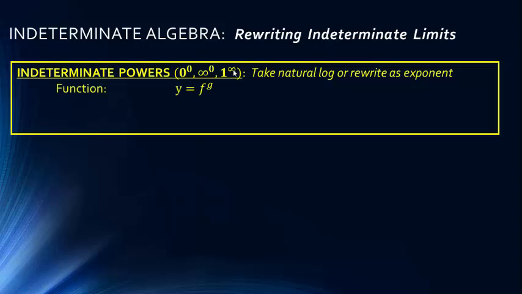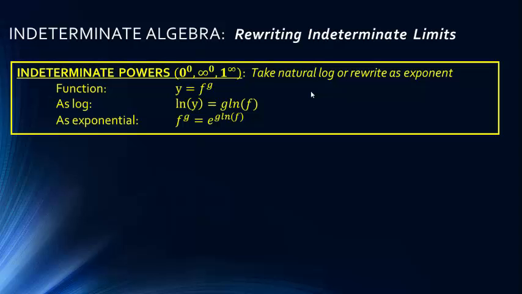So what we're going to do here is, if we have some kind of function, y equals f to the g, we're going to write it as an equation. And if we have 0 to the 0, infinity to the 0, or 1 to the infinity, then we can take the natural log of both sides. So notice this equation, we could rewrite as the natural log of y equals the natural log of f to the g. And remember, we can bring the g down in front, and so we get g times the natural log of f. So we can take the natural log and simplify using logarithmic rules.